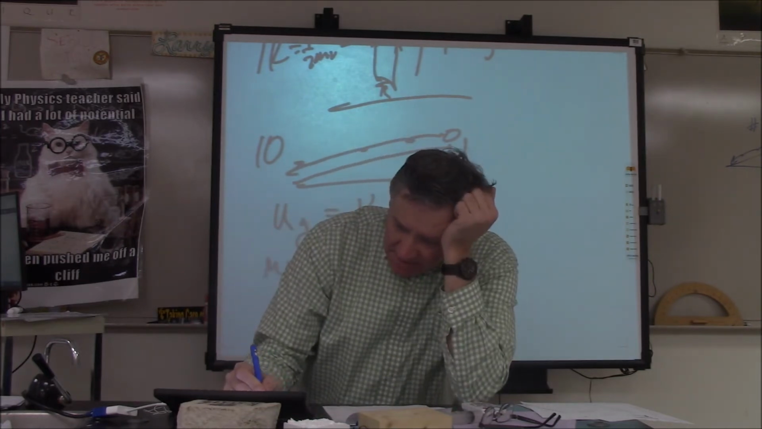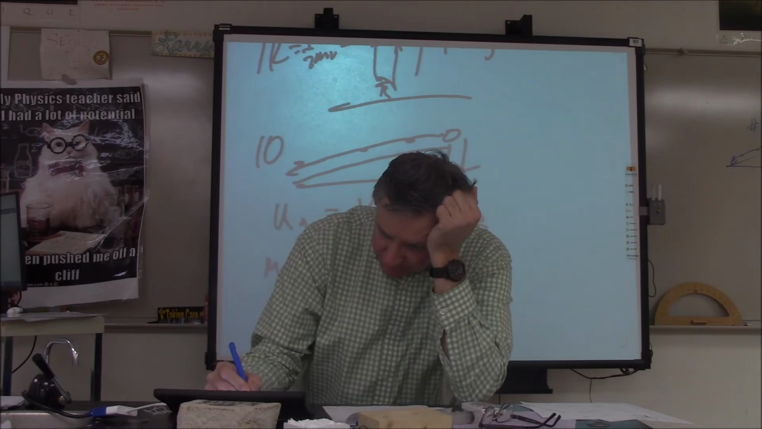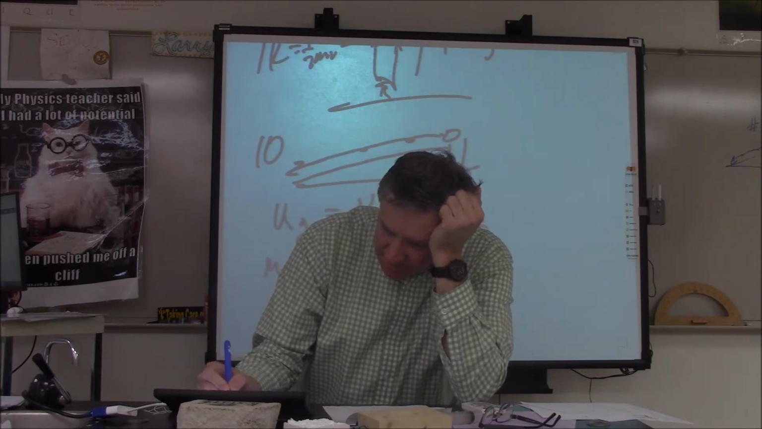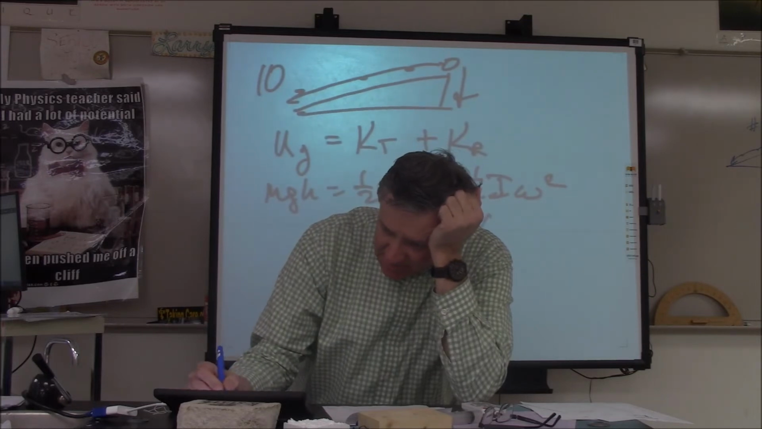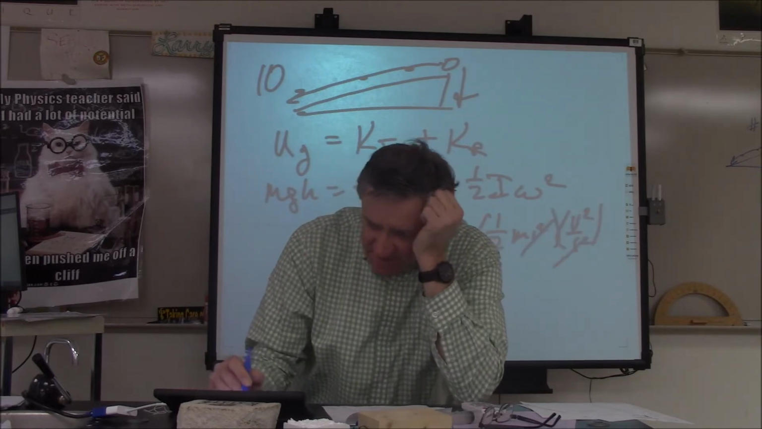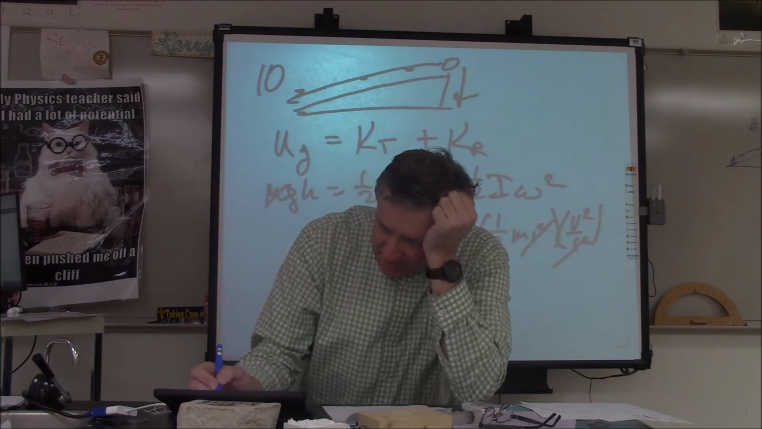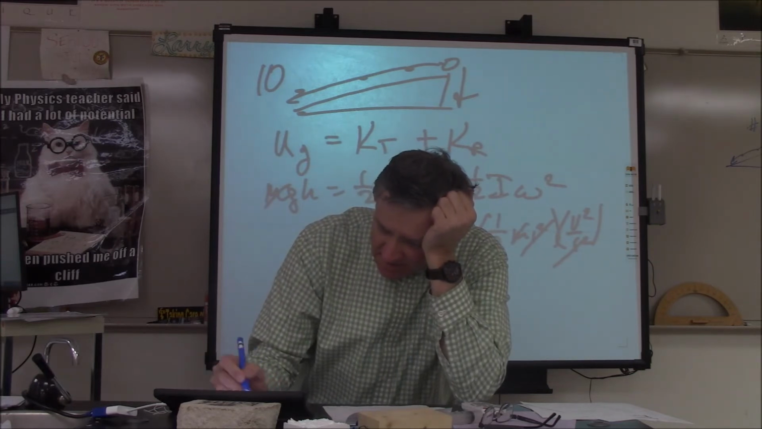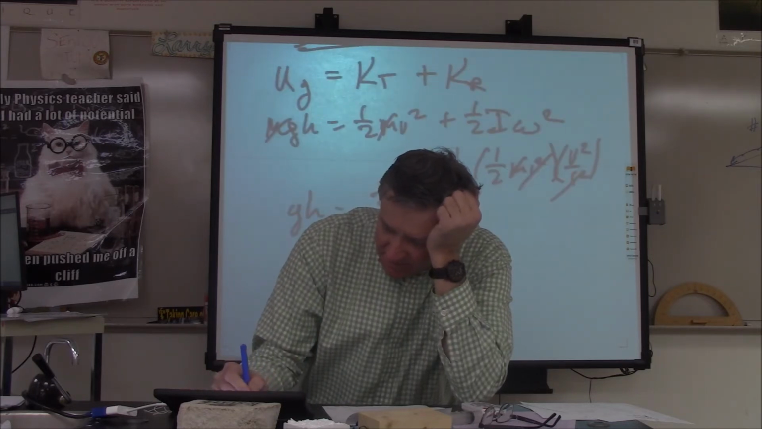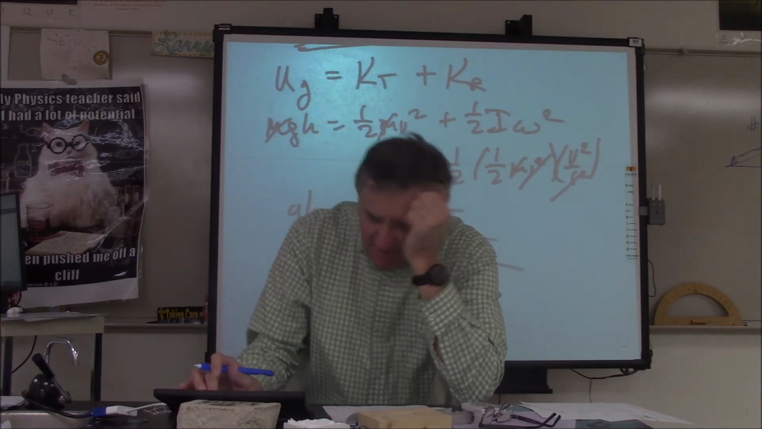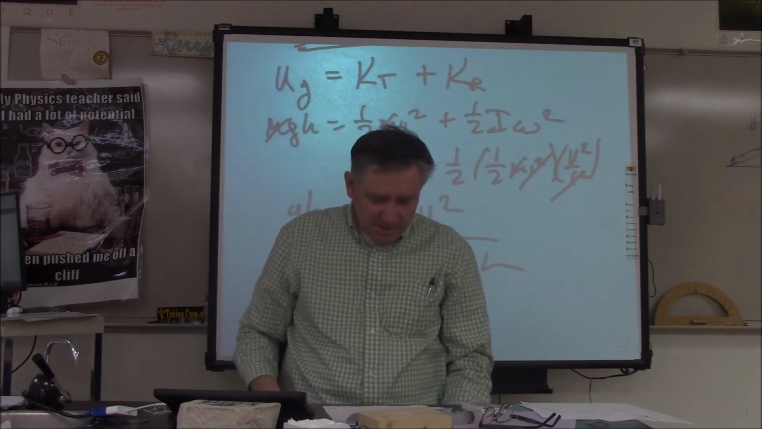So you have to go mgh equals 1/2 mv squared plus 1/2 I omega squared, and that's where you've got to use the 1/2 mr squared, and then the v squared over r squared, and then your r squared cancels out. Your masses all drop out, so you get gh equals 3/4 v squared. So v equals the square root of 4/3 gh. Then you find your velocity and plug that back in.